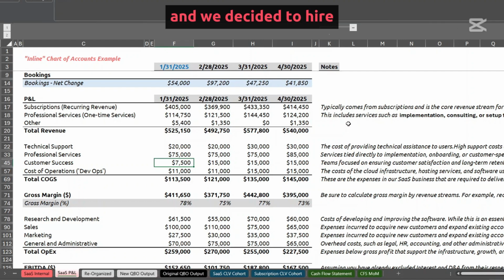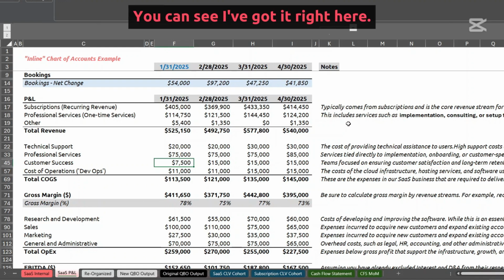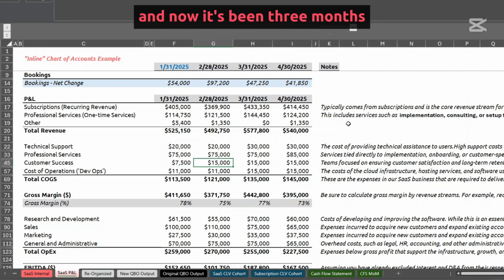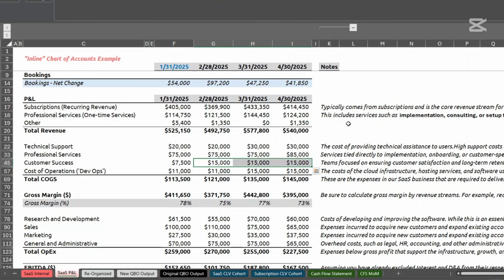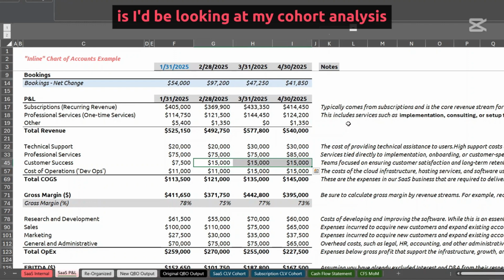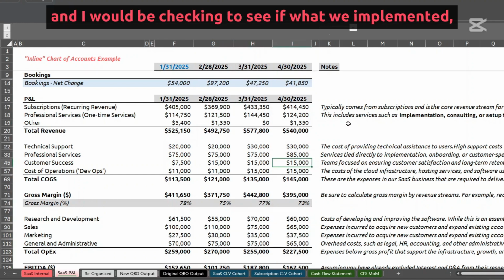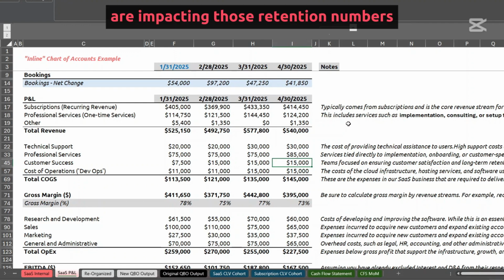And we decided to hire, let's say, 2 more people, or maybe we introduced some kind of new SaaS software that increased our costs. You can see I've got it right here. We are going to increase our costs by $7,500. And now it's been 3 months and we're sitting here at the end of April, right? Basically what I would do is I'd be looking at my cohort analysis over these 3 months, right? And I would be checking to see if what we implemented, whether it was new hires or new software, are impacting those retention numbers in a way that we would like them to.